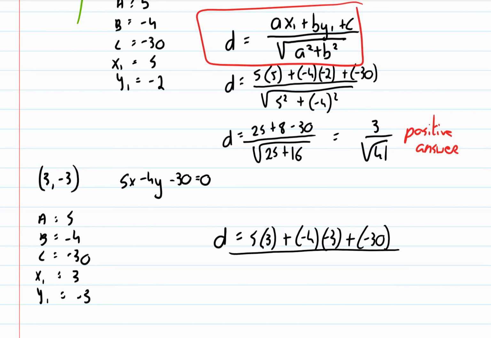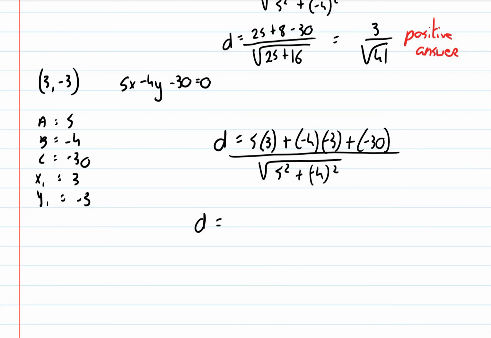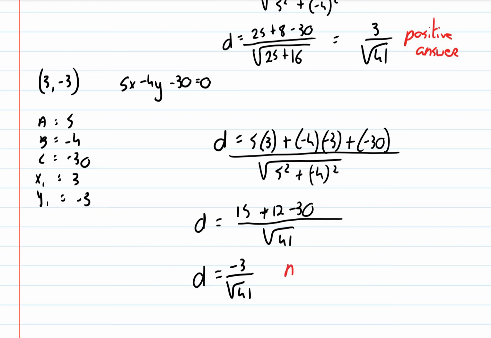That's all over the square root of 5 squared plus (-4) squared. We know down here is the square root of 41. Up here then, 5 multiplied by 3, 15, plus 12 minus 30. We get d equals -3 over root 41. And that is a negative answer.